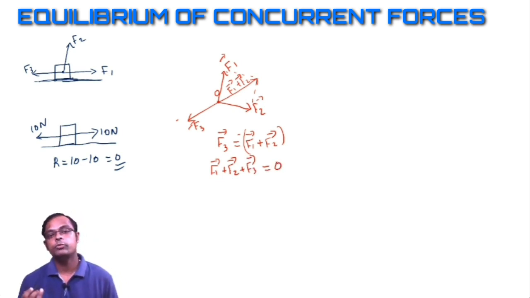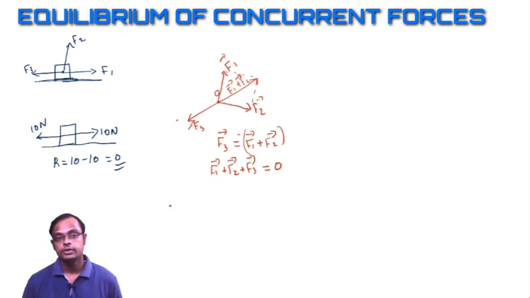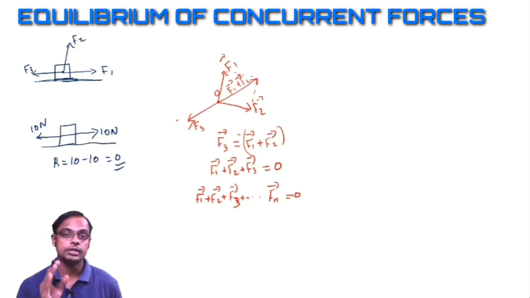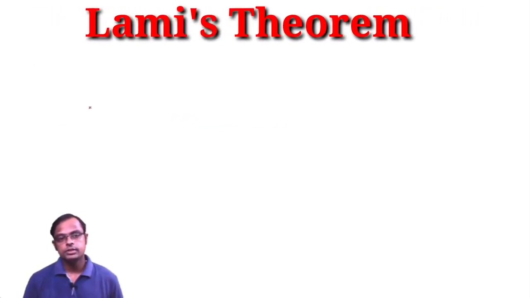So what have we proved here? There are three forces acting on the body at the same point, so the resultant force is equal to 0. Now just imagine there are many forces acting. If the body is said to be in equilibrium, we can say the vector sum of all those forces, F1 vector plus F2 vector plus F3 vector plus etc. up to Fn vector, must be equal to 0, then we can say that the body is in equilibrium. I hope it is clear what concurrent forces are and what is meant by the equilibrium condition. Now consider another example.